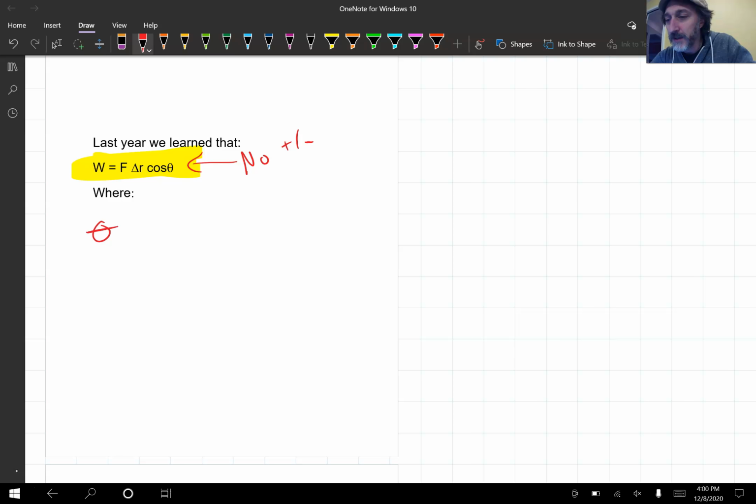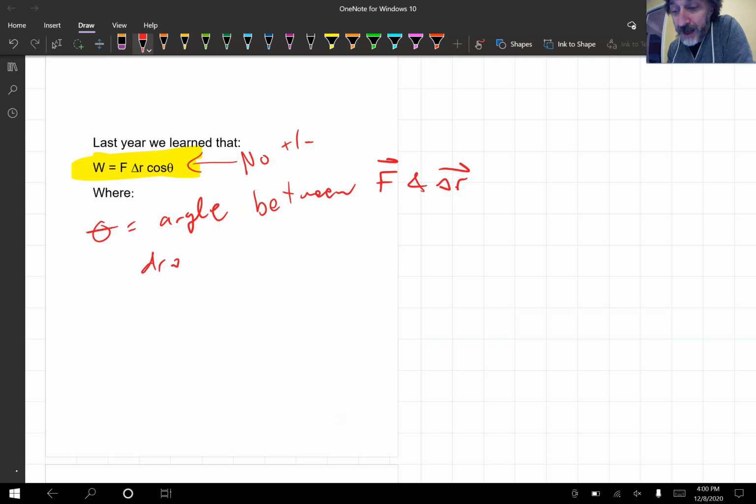And your angle is the angle between... I'm having trouble with my tablet today, so I'm writing at a weird angle. I'm going to bite the bullet, and we're just going to put it down like this, and hopefully it'll work. So theta is the angle between your force vector and your displacement vector. Anytime you look for the angle between two vectors, you always draw them tail to tail.